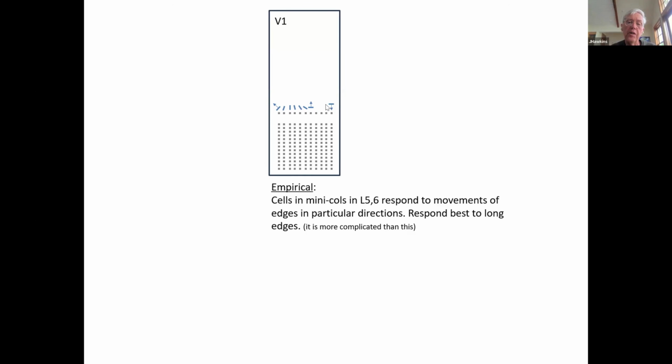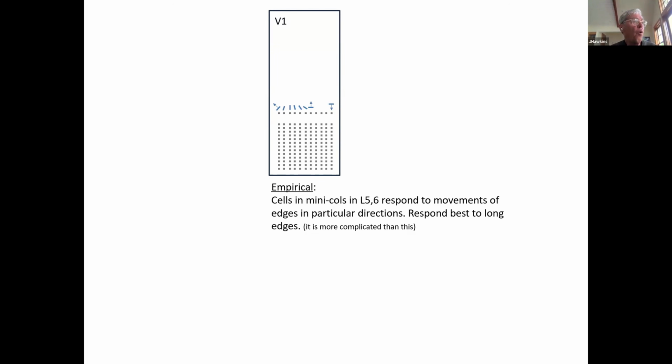This would be an edge moving vertically. This is the same horizontal edge moving down. And so as you go across the column, you'll see all the different orientations and all the different directions they can be moving. The cells within the mini-column seem to respond to that same basic orientation and direction. And the next mini-column over, all the cells respond to a slightly different orientation and direction, and so on.